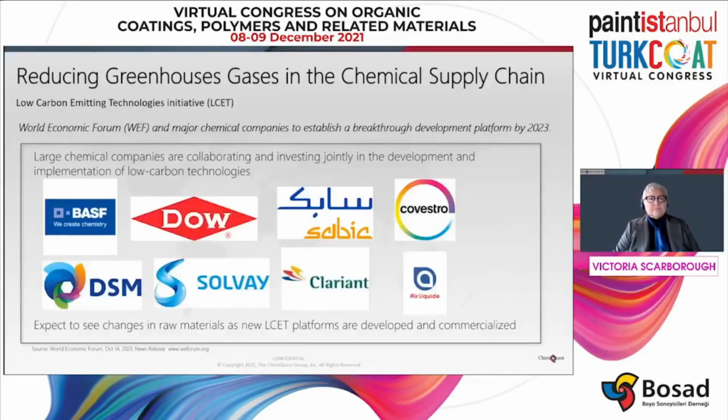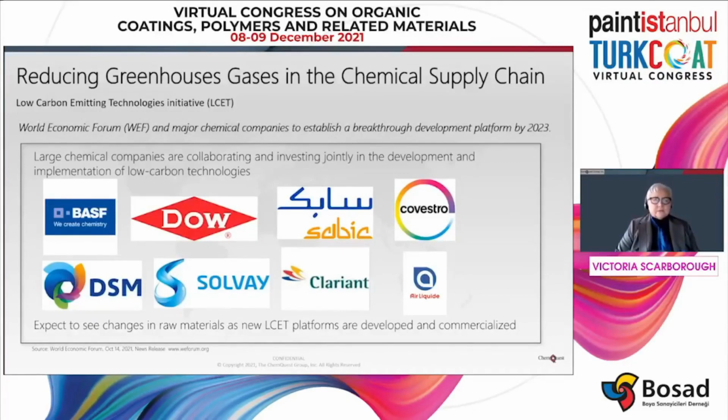There's also other initiatives happening around lowering greenhouse gases. The World Economic Forum has a platform project called the Low Carbon Emitting Technologies Initiative, and has invited large chemical companies to join in to produce materials that are low carbon technologies. And as you can see here, many large chemical companies are participating in this effort. This is just basically to say that you will see changes in your raw material supply based on the fact that these companies are looking for low carbon alternates to what they produce today. Because again, we're trying to reduce greenhouse gas. So this is a global effort, and this is why this is a global megatrend.